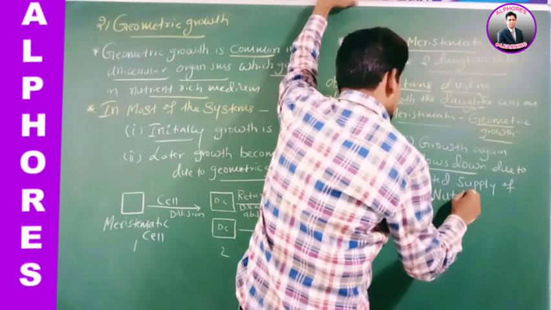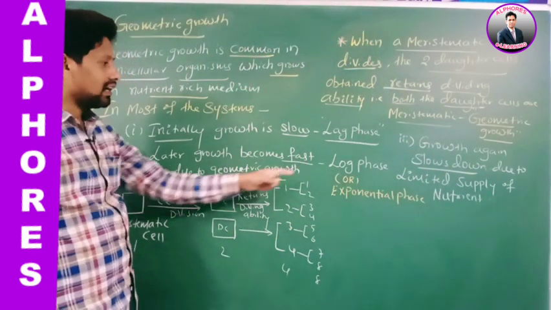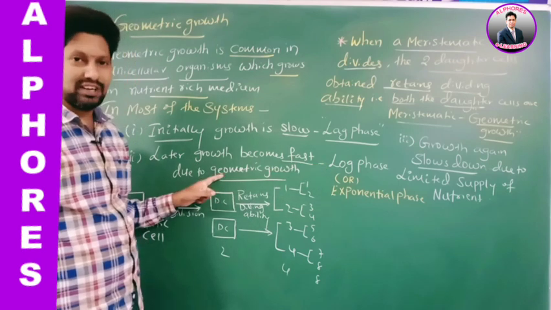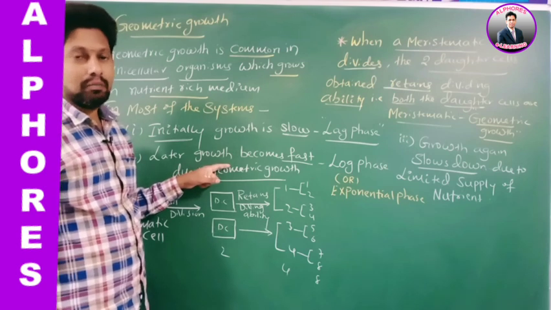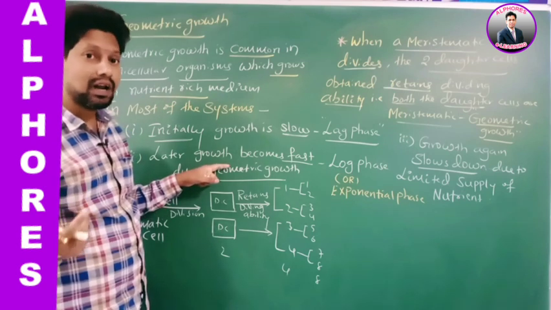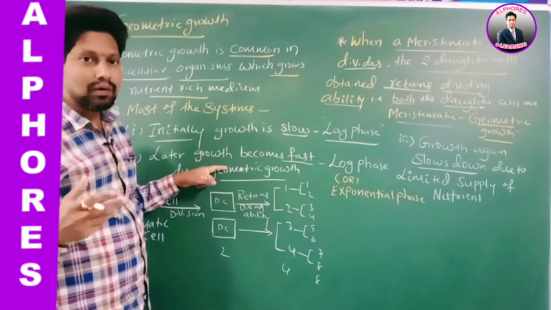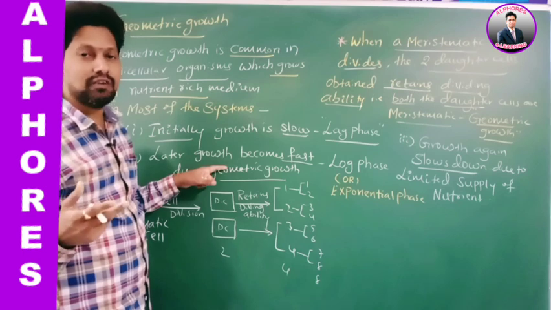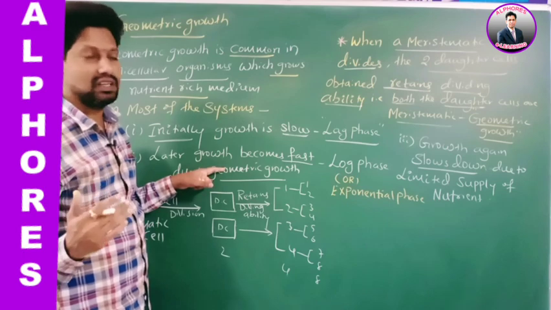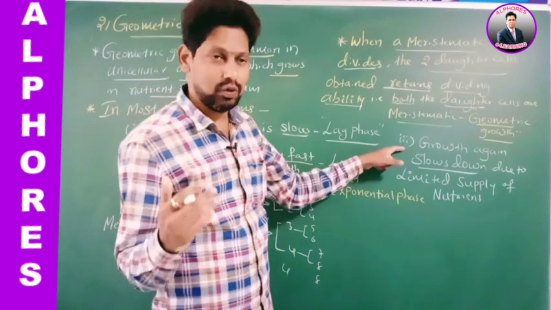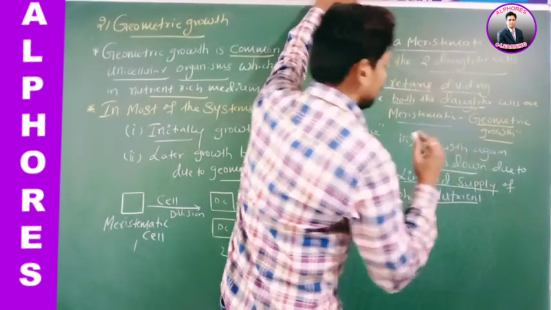What is the meaning of this statement, limited supply of nutrients? See here. If you take the log phase, which growth is it? Exponential growth, which means growth is fast. So the number of cells increases, but the amount of nutrients goes on decreasing, because as the number of cells increases, the consumption of nutrients increases. So automatically the supply of nutrients decreases. Therefore, growth again slows down due to limited supply of nutrients.